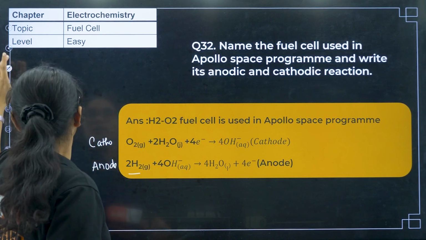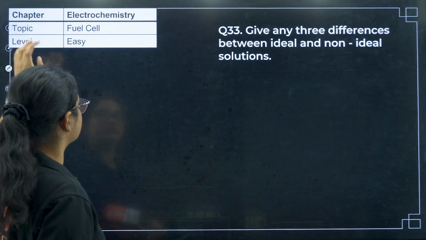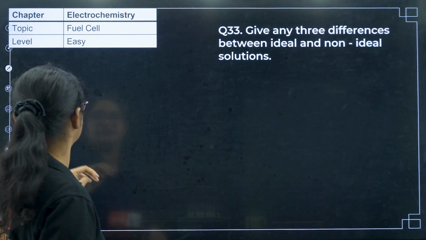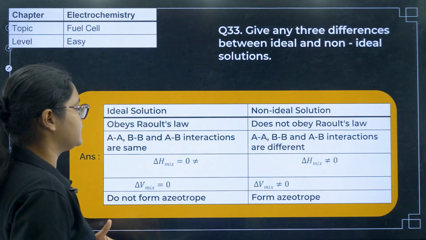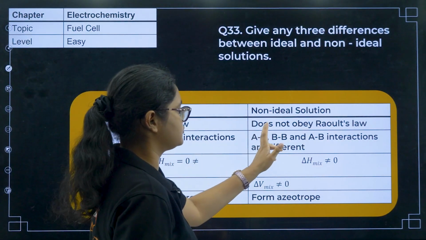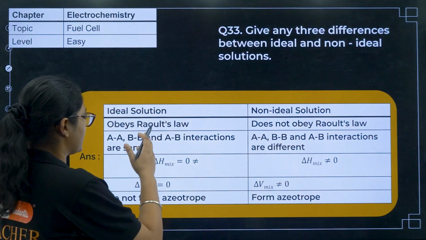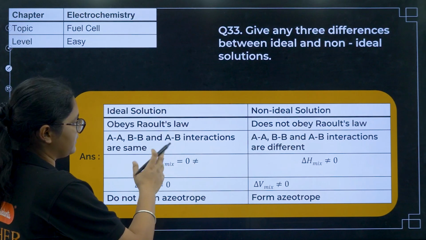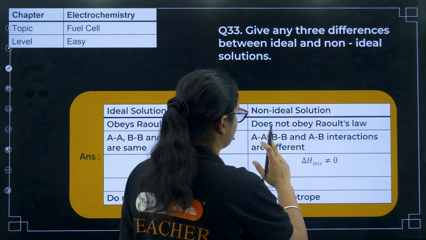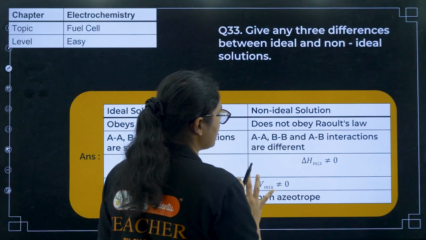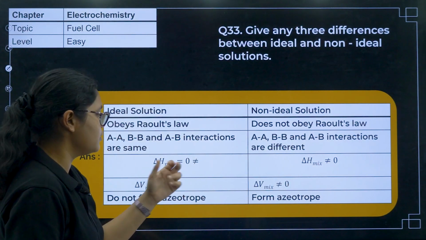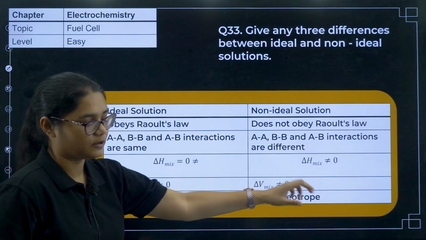Okay. Next we have question number 33: give any 3 differences between ideal and non-ideal solutions. So here are the 3 differences. Ideal solution obeys Raoult's law, non-ideal solution does not obey Raoult's law. In ideal solution, the AA, BB interactions and AB interactions are the same. In non-ideal solution, AA, BB and AB interactions are different. Okay. Now here delta H mix is equal to 0 and here delta H mix is not equal to 0.